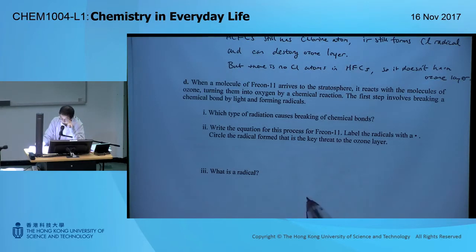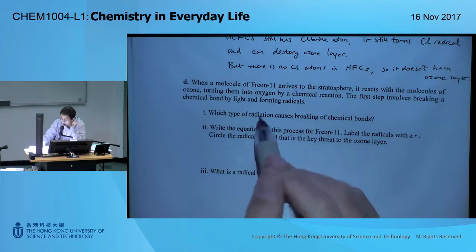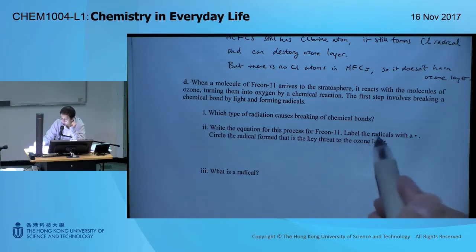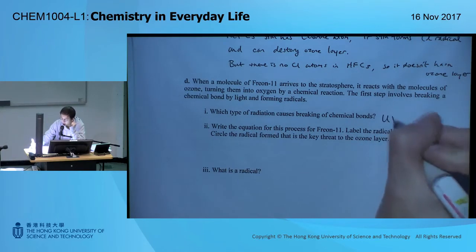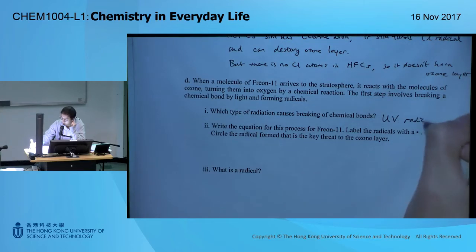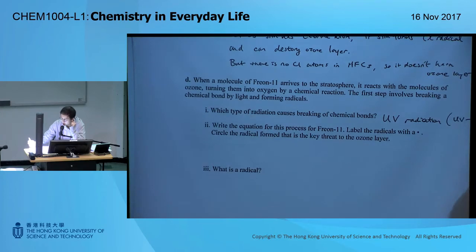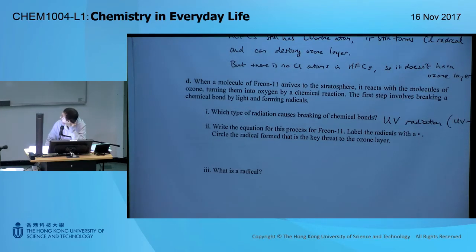Then we have to do some chemical questions. Now, when a molecule of freon-11 arrives at the stratosphere, it reacts with a molecule of ozone, turning it into oxygen by a chemical reaction. So it involves breaking a chemical bond by light and then forming some radicals. What is the type of radiation that causes the chemical bond to break? Well, it is the UV radiation. Okay, so you have to say it's UV radiation, or if you're more specific, you can say it's UVC, which is the higher energy UV radiation.